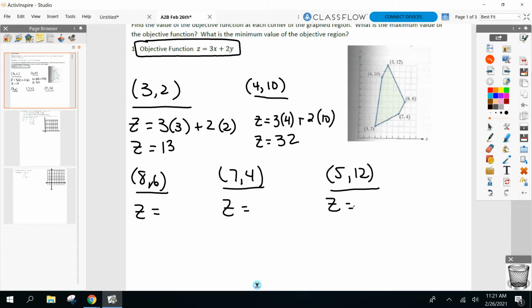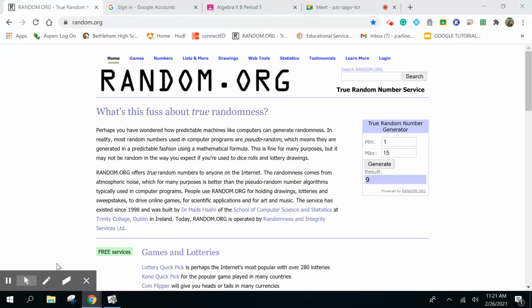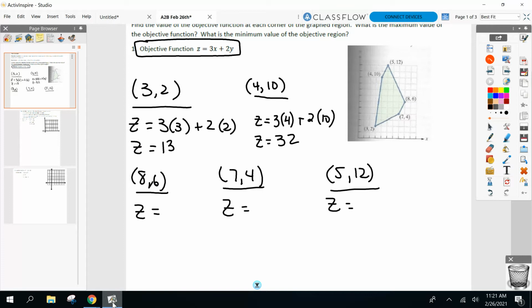All right, hopefully I gave you enough time. If not, keep working. Here we go. Give me the z values for all three of those points. Liz, you're up first. What do you got? 8, 6. What'd you get for the z value? 36. Good work. How about 7, 4, Liz? 29. Yes, yep. And 5, 12. 39. Thanks, Liz. Appreciate it.